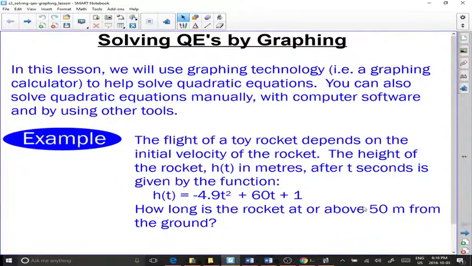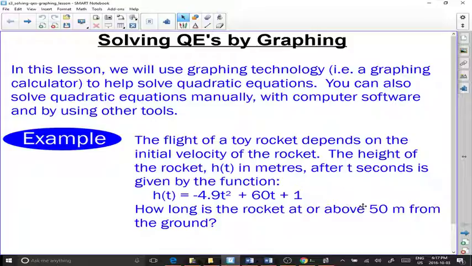Hey grade 11s, today we're going to solve quadratic equations by graphing. So of course the main tool that we use to graph is either the graphing calculator or Desmos, depending on which tool you have most readily available to you. Okay, so I'm going to model using the graphing calculator. You can use Desmos though if you want to do that too.